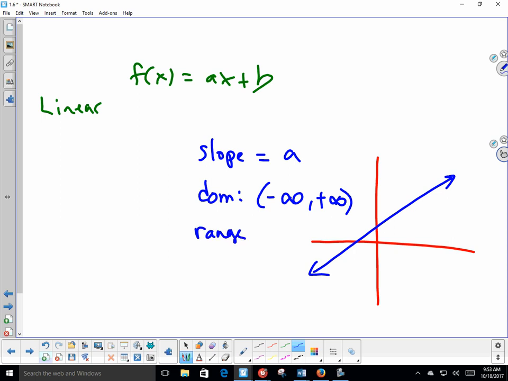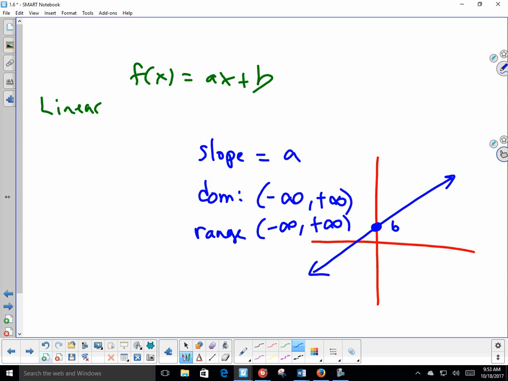How about the range? How far down does the graph go? How far up does the graph go? Rachel? Negative infinity to b. Well, I think it can go higher than b, can't it? b is our y-intercept, right? But the graph goes higher than that. So negative infinity to positive infinity.